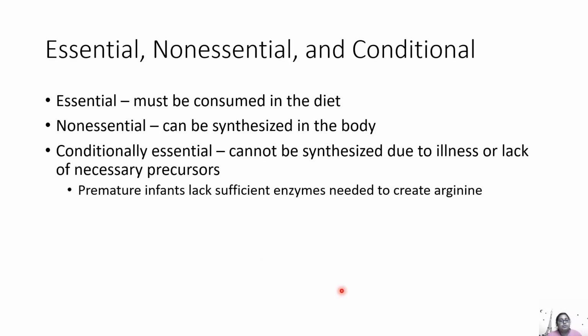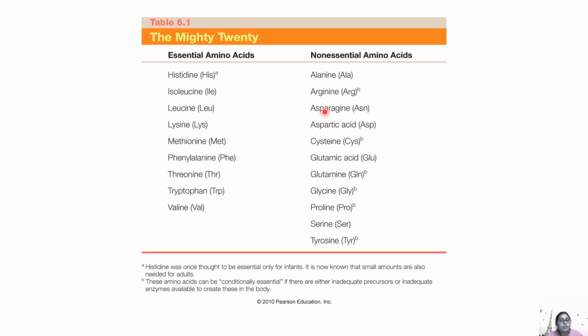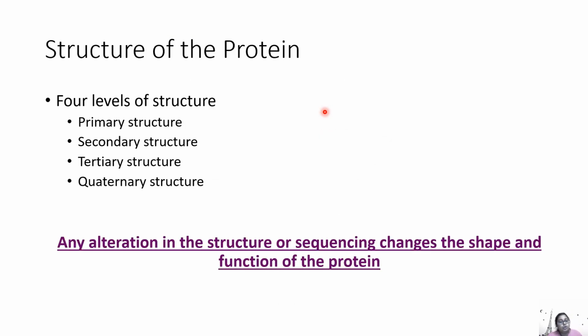We have also talked about the essential and non-essential amino acids. Essential amino acids are something that your body cannot produce, so these are very much essential in your diet. Non-essential ones can be produced in the body, so they are non-essential in your diet. We have talked about the 20 amino acids. We have also talked about the different levels of structure.